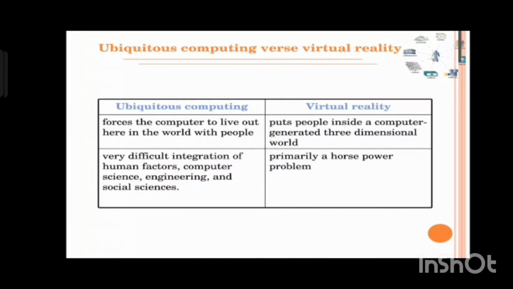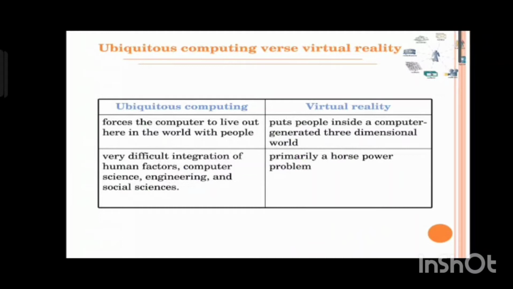Next is ubiquitous computing versus virtual reality. Ubiquitous computing is basically about bringing computing to people's physical world, integrating with everyday objects and activities and making it comfortable with the human world. And virtual reality is totally the opposite. That is, it is about simulating the physical world and putting people inside a virtual computing world.